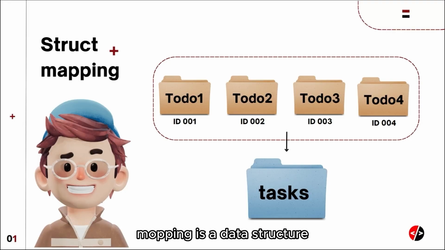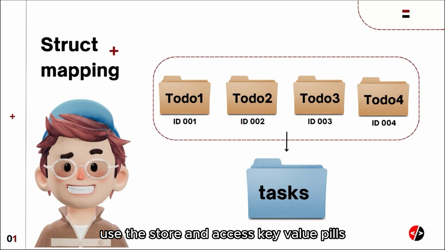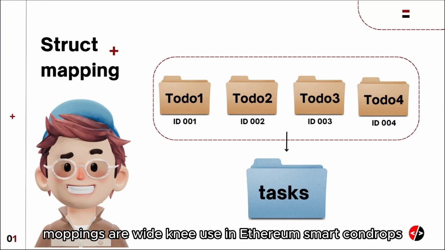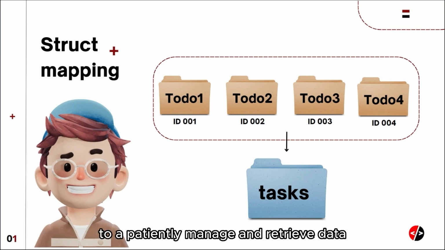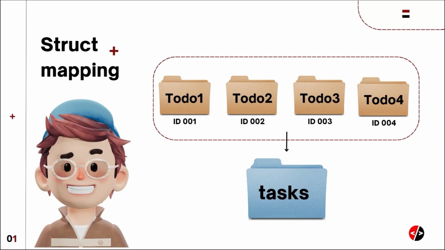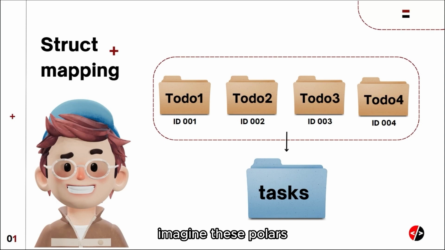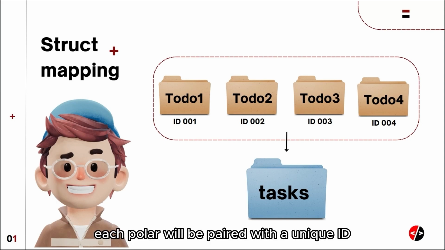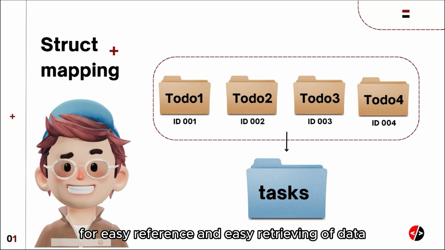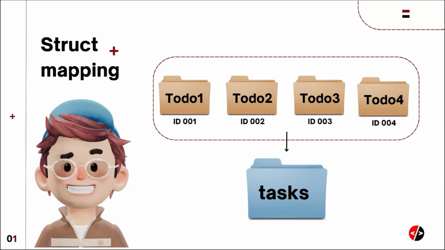Mapping is a data structure used to store and access key value pairs. Mappings are widely used in Ethereum smart contracts to efficiently manage and retrieve data. Remember that a struct is like a folder that holds information or variables. Imagine these folders being placed inside a bigger folder. Each folder will be paired with a unique ID for easy reference and easy retrieving of data.